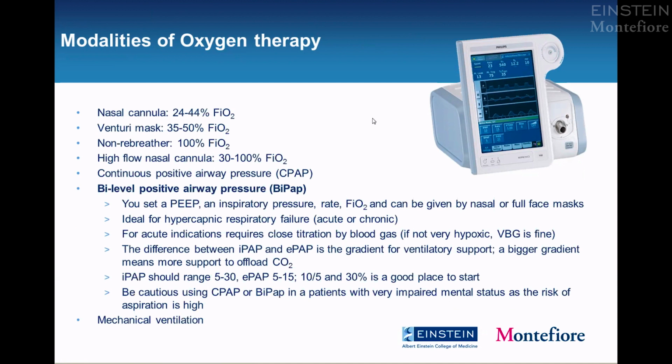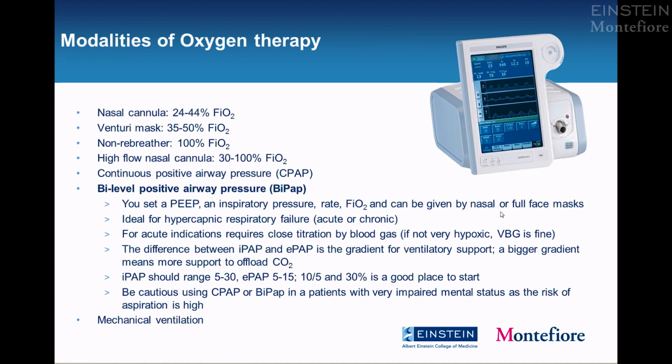So BiPAP. I think I spoke at length that this should really be avoided in the setting of COVID-19, but it has a lot of other uses. What do we set? We set a PEEP, which is the EPAP. You set an inspiratory pressure. You set a rate, which is a backup rate. The patient can breathe independently at their own rate, and FiO2.